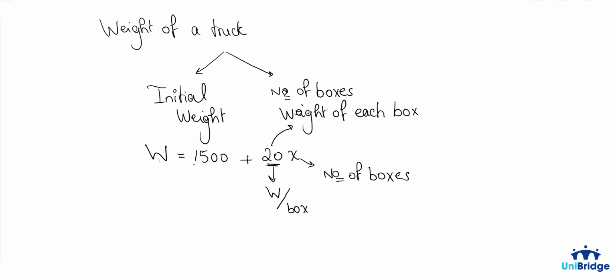And this would represent the y-intercept, which is the initial weight or the starting weight. So representing this, your weight starts at 1,500 as a function of the number of boxes. And each time you add more boxes, the weight goes up 20 per one box. So this is what we call a linear equation that only has one variable in it.